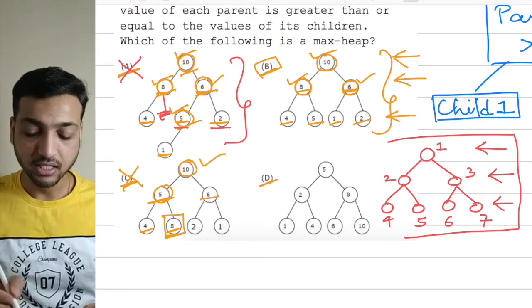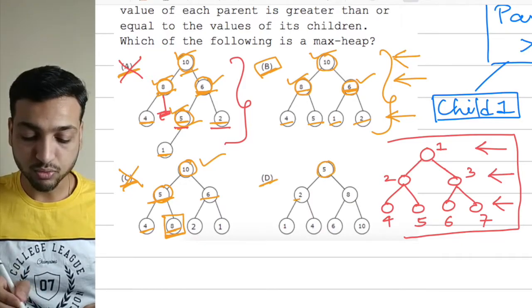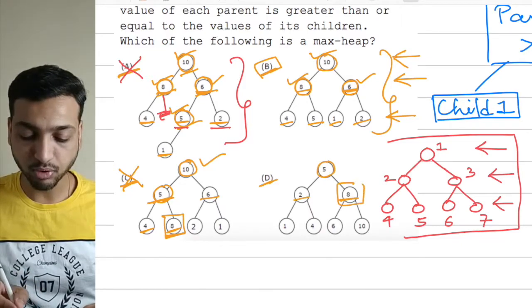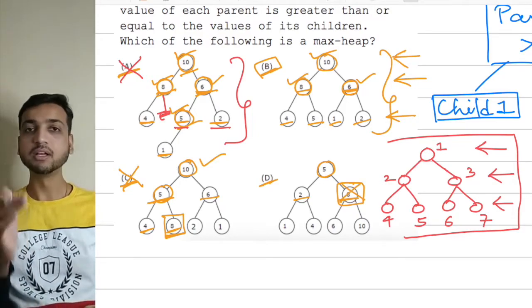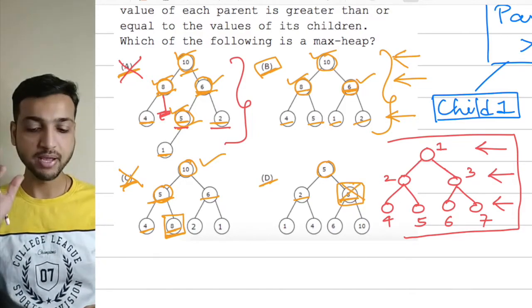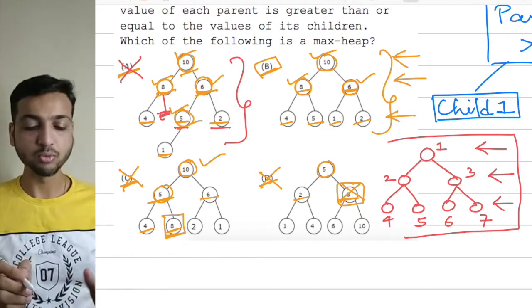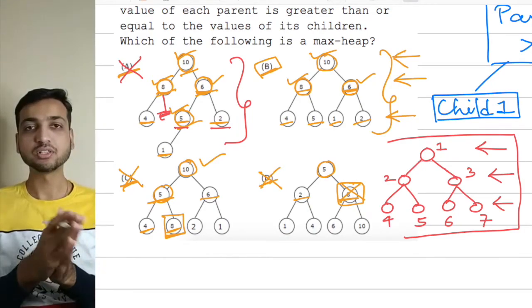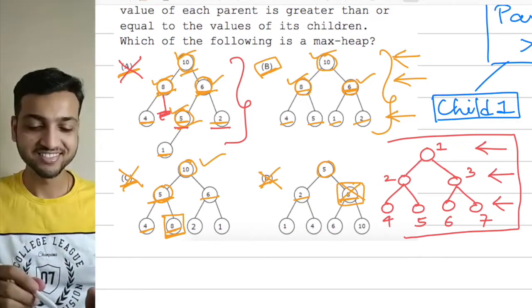Let's cross-check with D. So 5 is a parent with children 2 and 8. Again, 8 is a problem. 8 is not allowed in the max heap. The child cannot have a value greater than the parent. So D is also a wrong option. So clearly in this question, option B is our right answer.